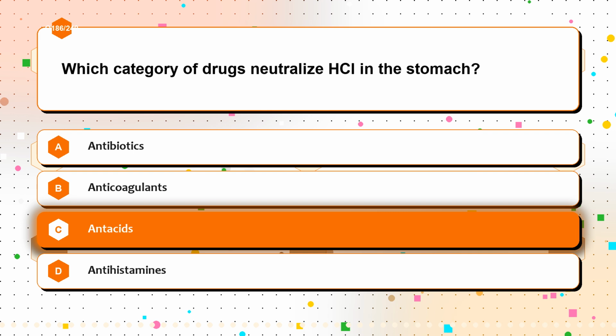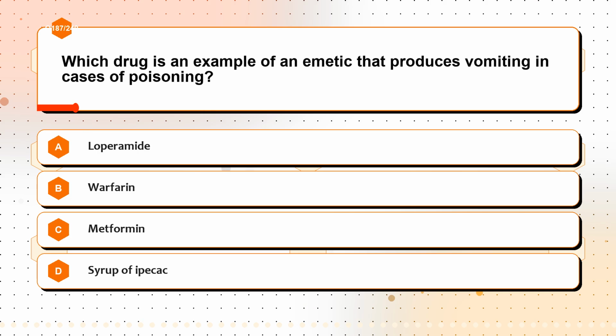The correct answer is option C, antacids. Question 187. Which drug is an example of an emetic that produces vomiting in cases of poisoning? Here are the options. Option A, loperamide. Option B, warfarin. Option C, metformin. Option D, syrup of ipecac.